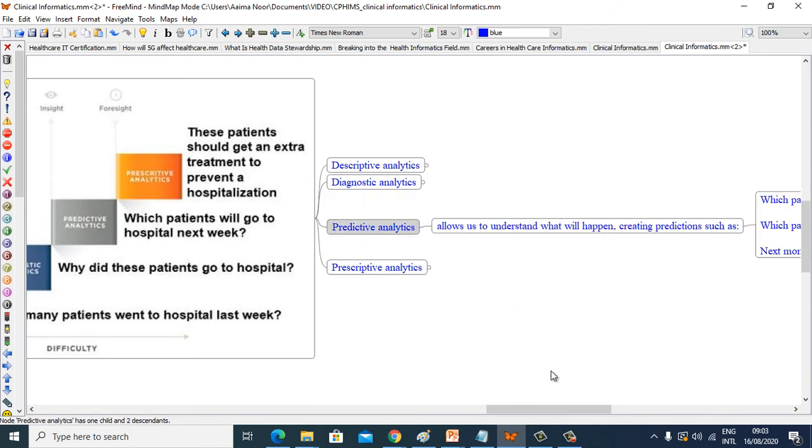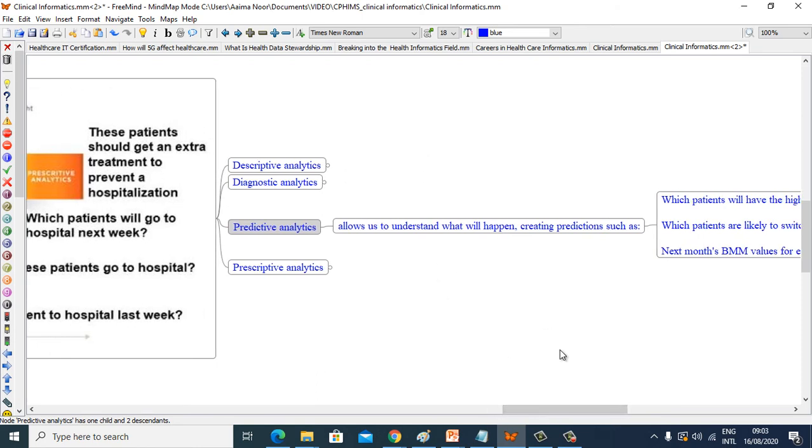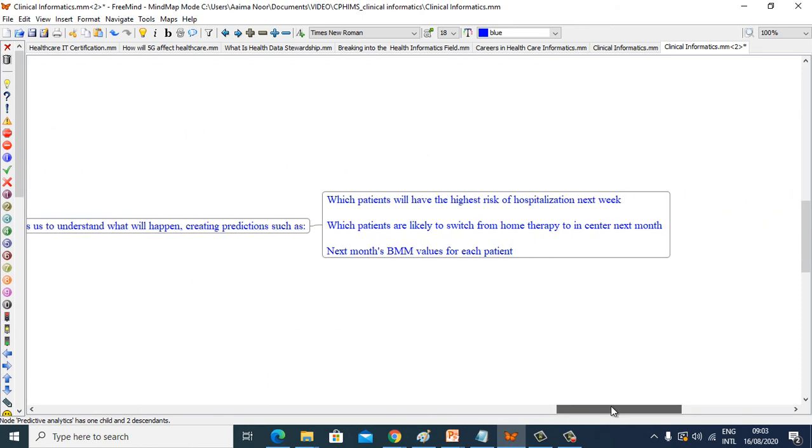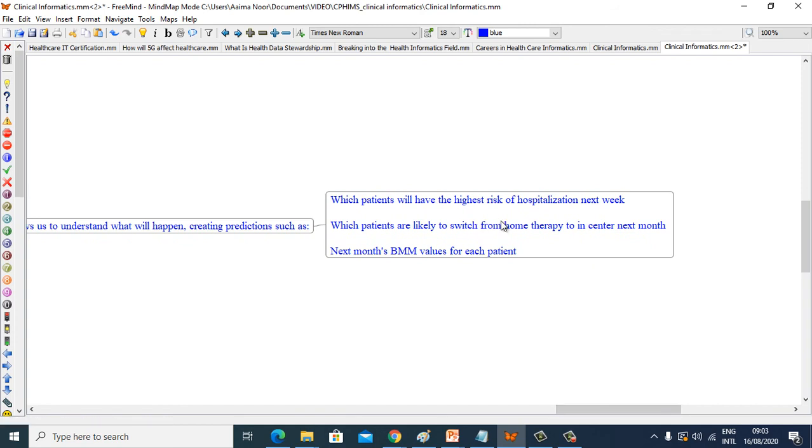Predictive analytics allows us to understand what will happen, creating predictions such as which patient will have the highest risk of hospitalization next week, which patients are likely to switch from home therapy to the center, and next month's BMM values for each patient.